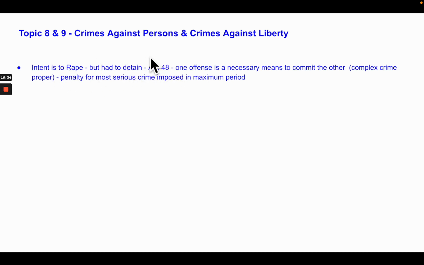But Article 48 on complex crime says, when one offense is a necessary means to commit the other, that's complex crime proper, the penalty for the most serious crime is imposed in the maximum period. So, if the intent is to rape, you have to prove that intent, or find out the intent. But there was a detention. No, one offense is a necessary means to commit the other. So it's just one offense because the other is a necessary means. So what you do, look for the most serious crime and impose it in the maximum period.